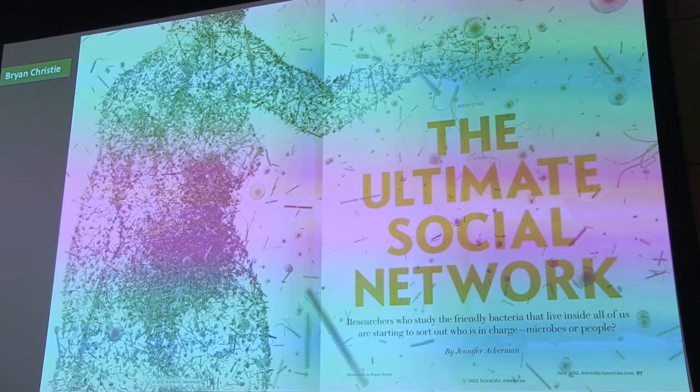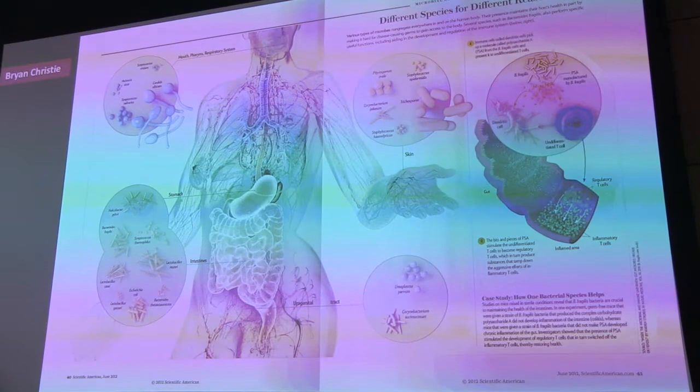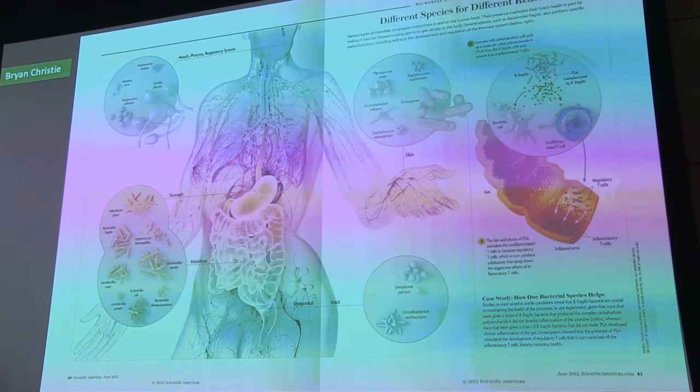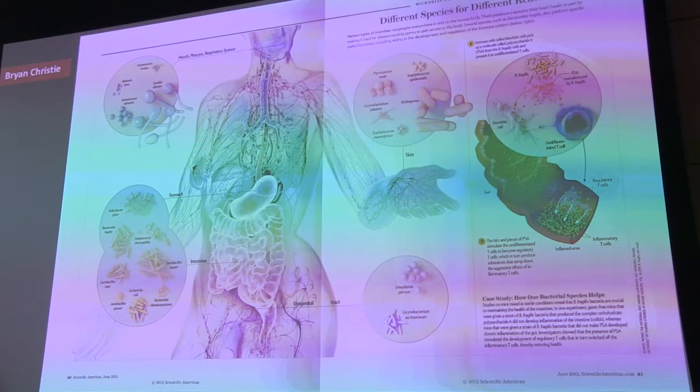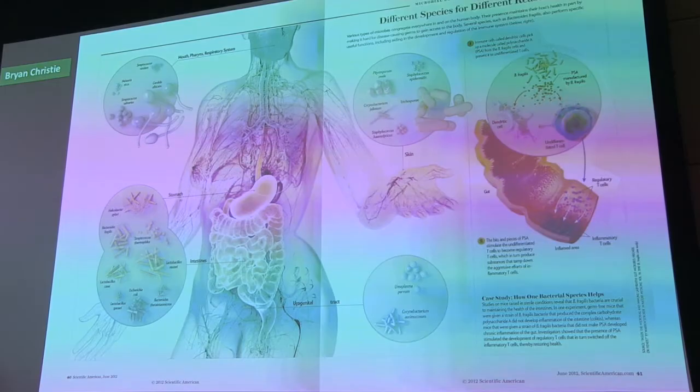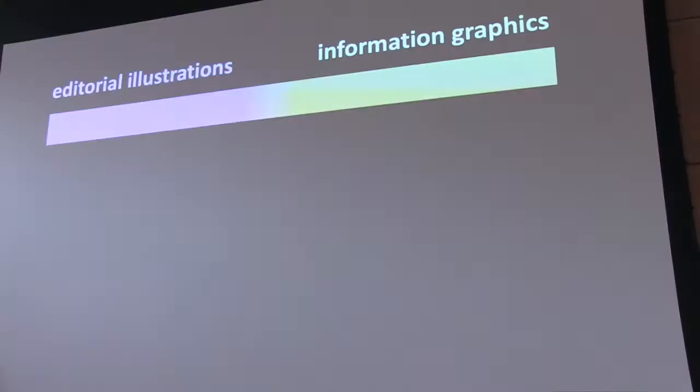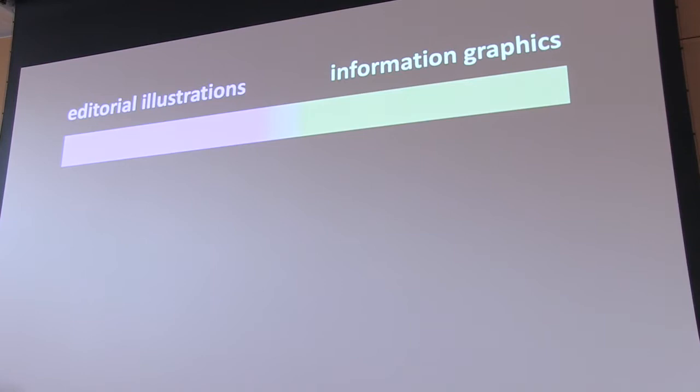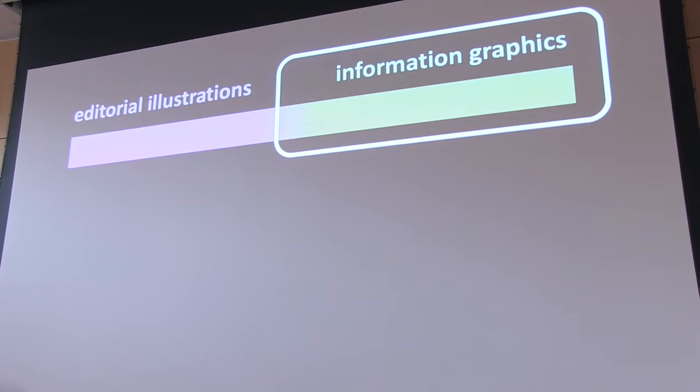Within the article, Brian and his collaborator Joe Lertola shift into information graphics mode, using visual symbols and thoughtful composition to convey very specific information that is rooted in research. This is not an editorial illustration. It's an information graphic or an explanatory diagram. Some artists, like Brian Christie, are comfortable in both of these worlds. But this is where I reside when it comes to my own illustration work and in my role as a graphics editor.